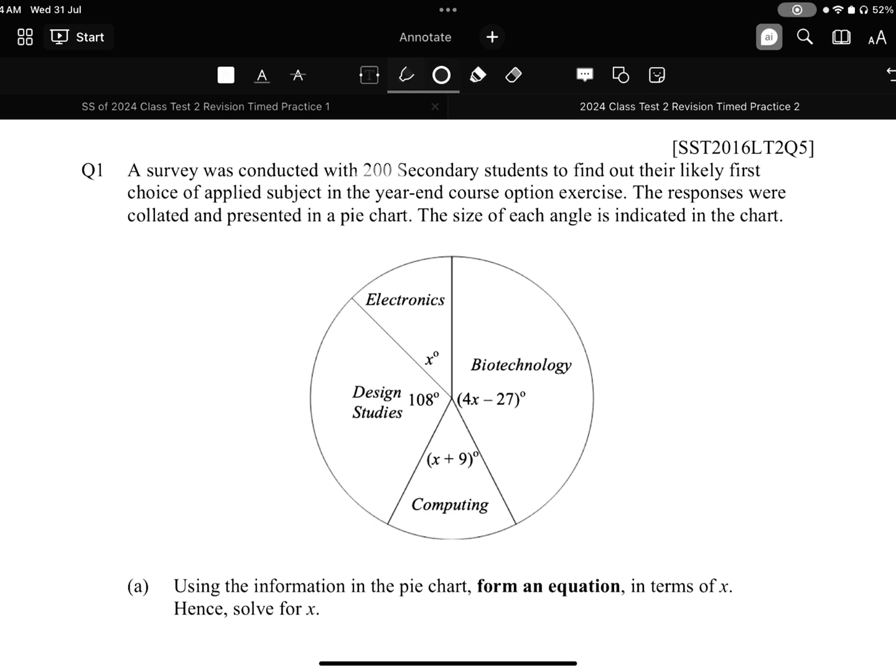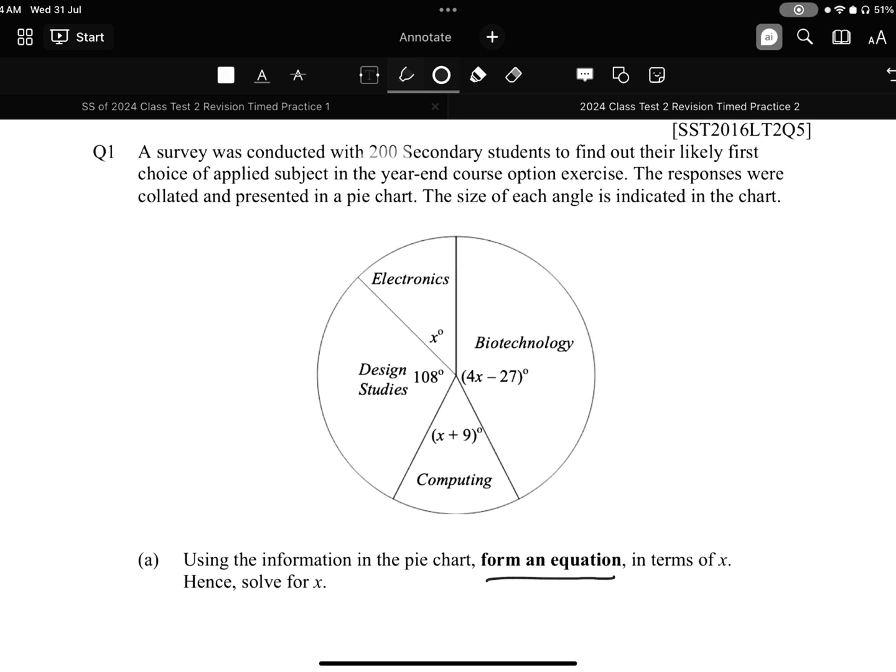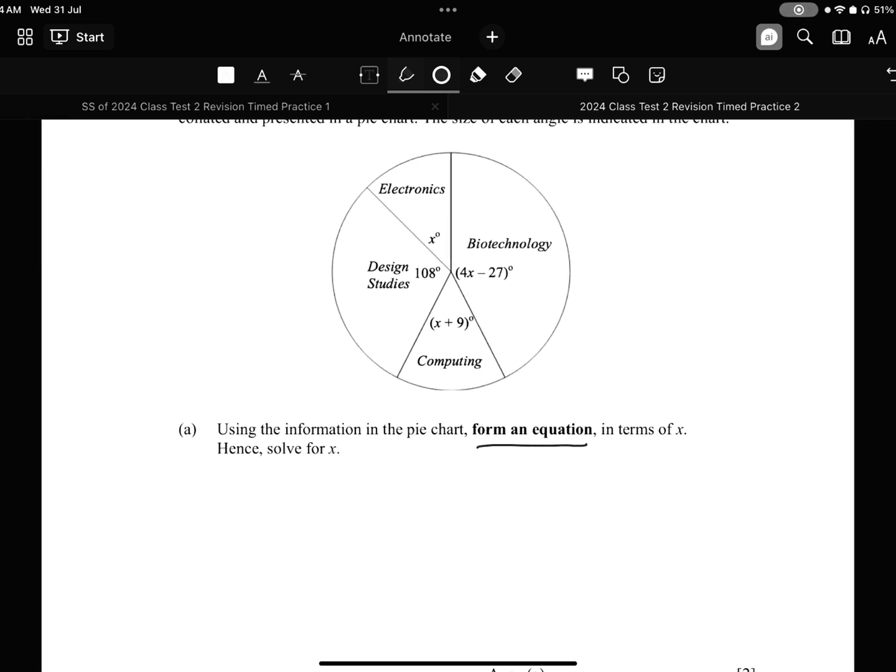And the angles, you can find that they actually have some algebraic expressions. So it's fine. What we need to do now is to formulate the equation. That's what the question wants us to do. Okay, so we can do that, right? Just by looking at the pie chart, if we were to add all the angles together, we know that it will be 360 degrees.